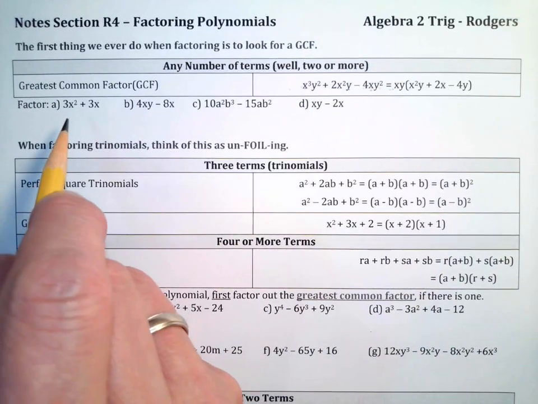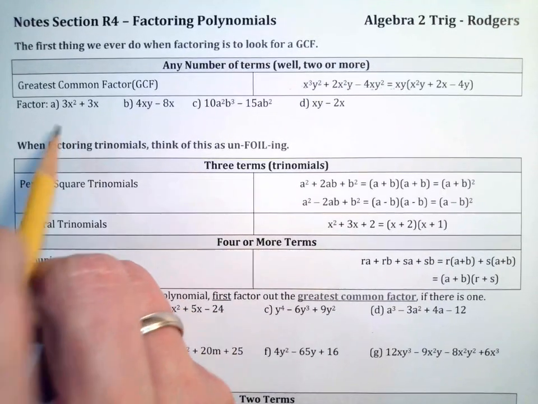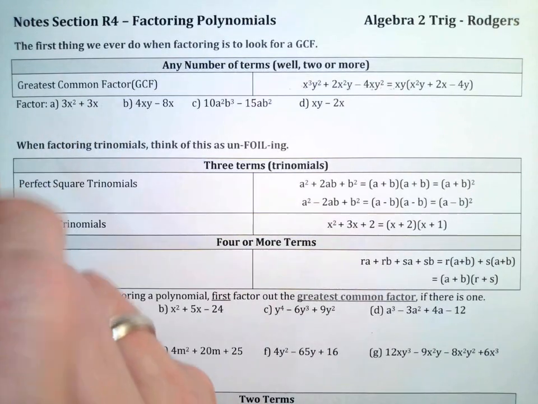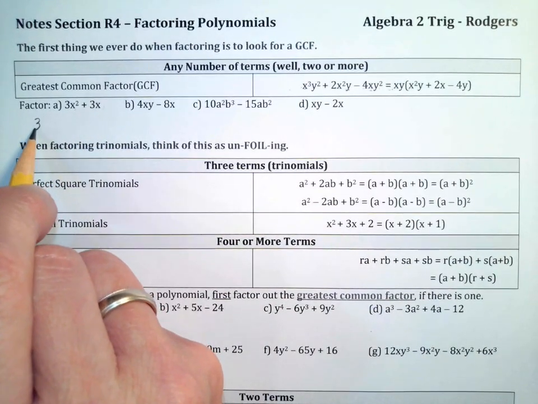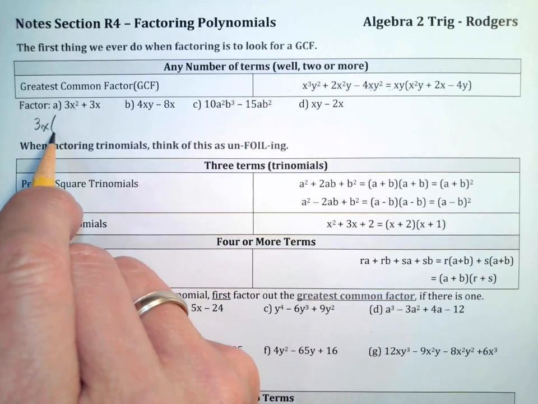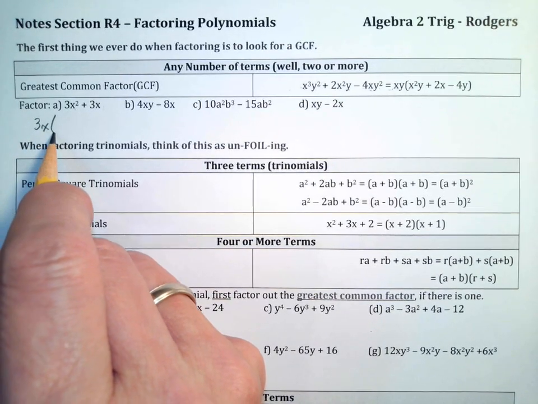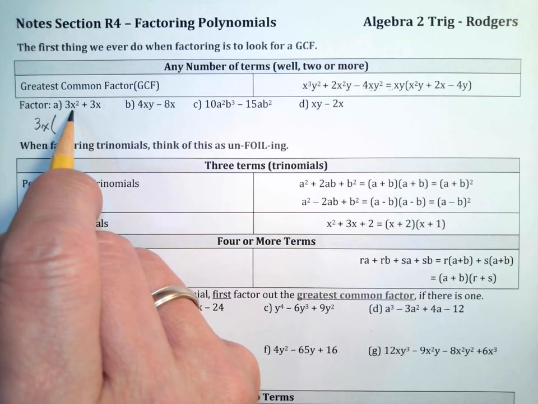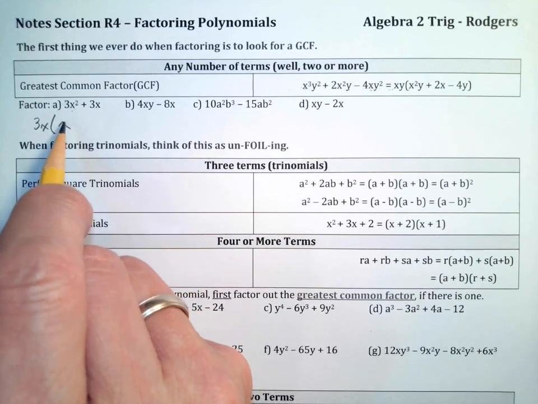Okay, so let's look at example A. What's common? Well, we have a 3. And we have an x squared and an x, so the common factor is going to be 3x, and we're going to factor that out. This is the reverse of sort of distribution, right? So when we take a 3x out of 3x squared, we're left with an x.